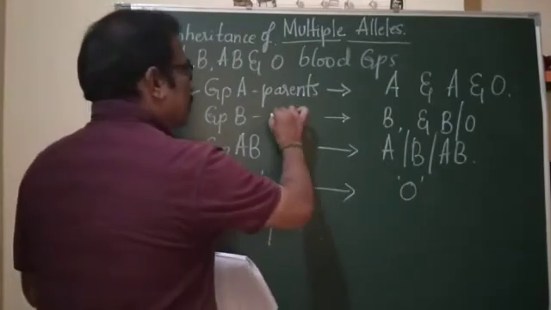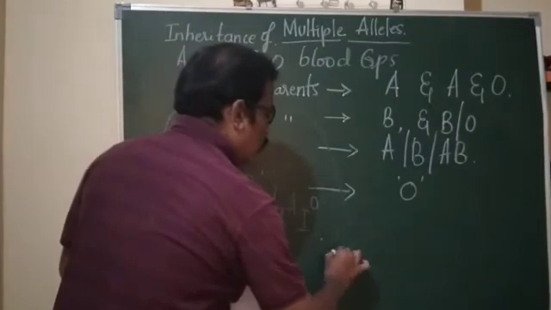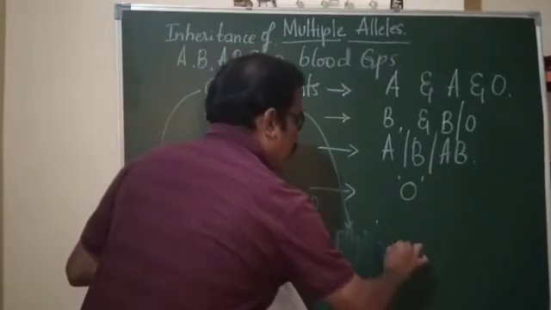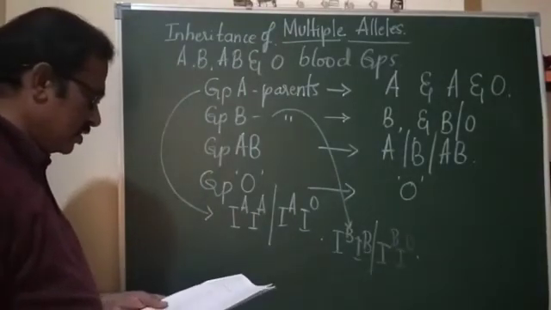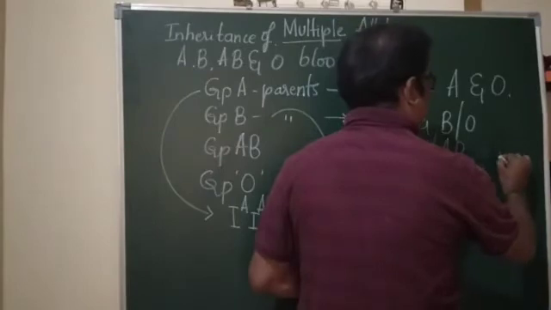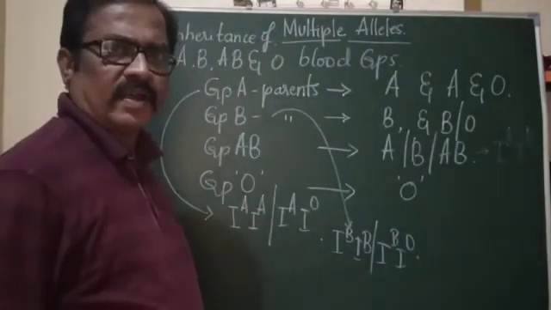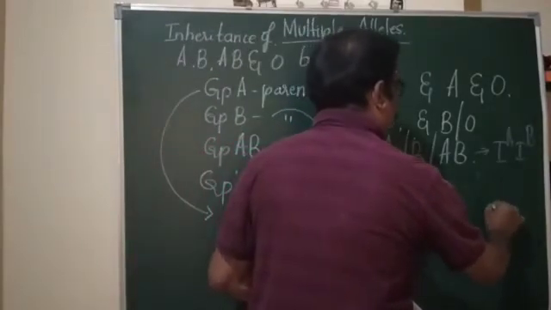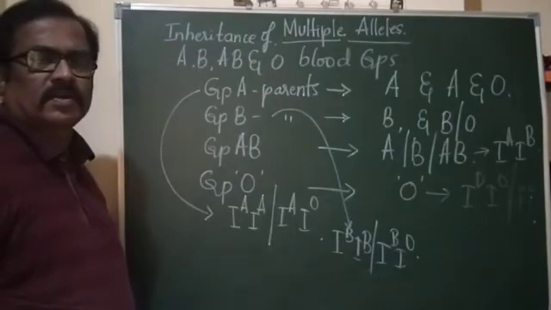And similarly, in case of B parents, their genotype is also two: I raised to B, I raised to B homozygous for B, and heterozygous for B, I raised to B, I raised to O. But the genotype of AB parents, which is codominant, is represented by I raised to A, I raised to B. And group O, which is always recessive, is represented by I raised to O, I raised to O, or in small letter i. I think you got the point.